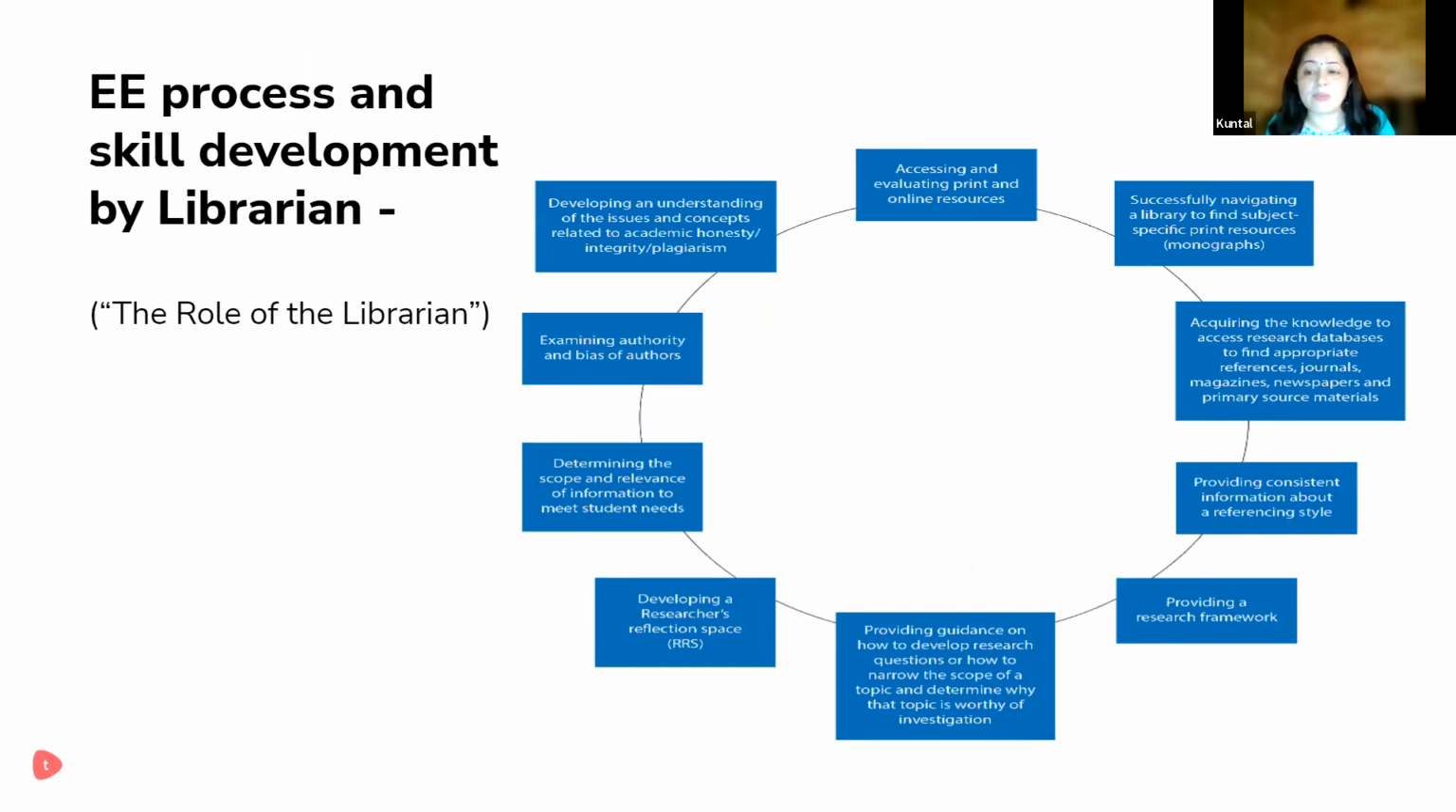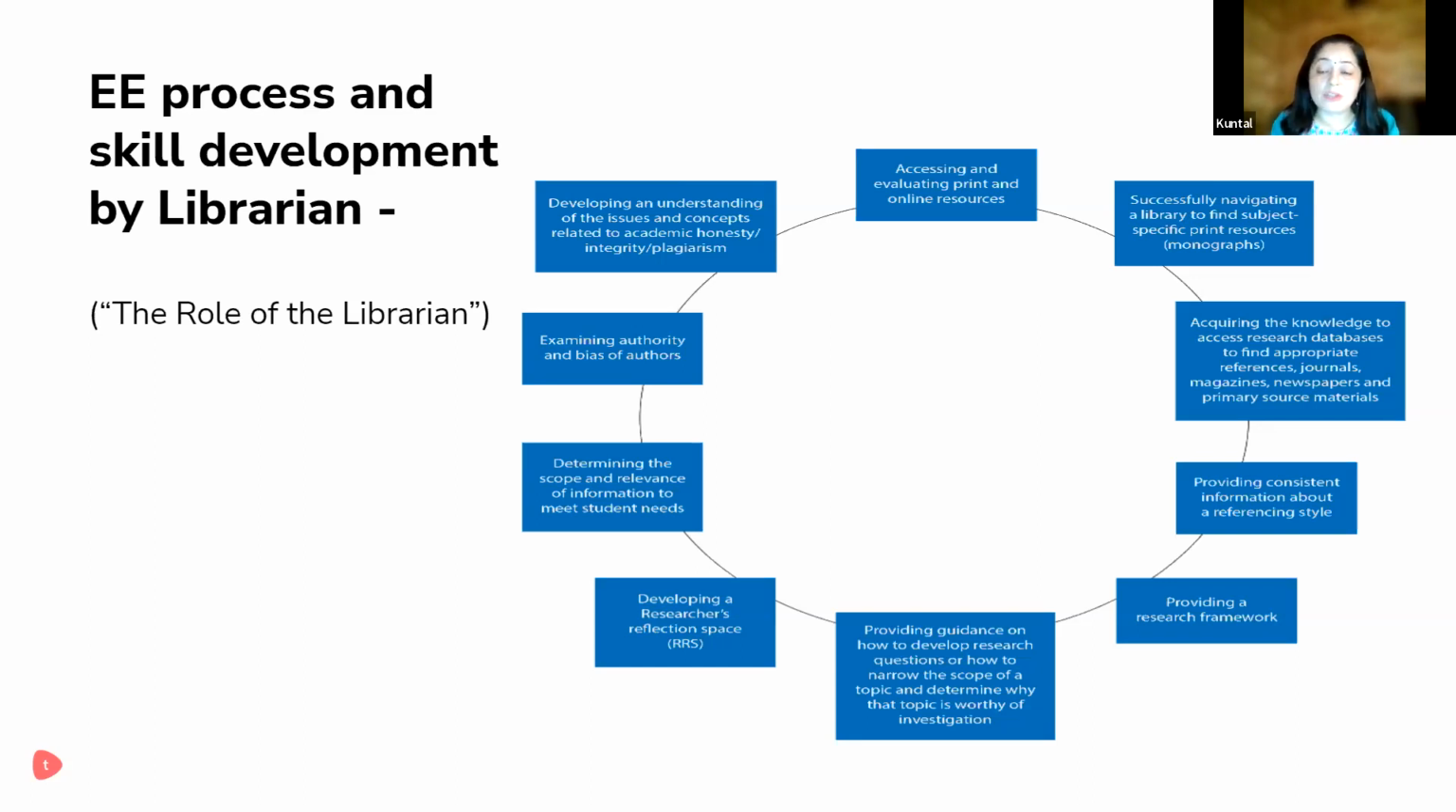It says that we are the ones who can help in successfully navigating a library to find subject and print resources. Librarians can help in acquiring the knowledge to access research databases, magazines, newspapers, primary data, and secondary data. They provide consistent information on the referencing style, and we can provide a really good research framework. We can provide guidance on how to develop a research question, how to narrow the scope of the topic, and determine why the topic is worth investigating.